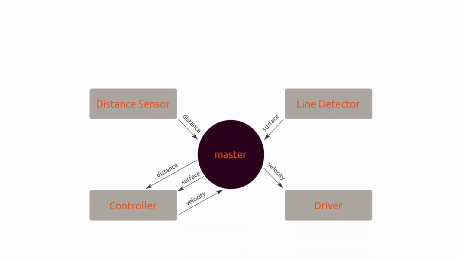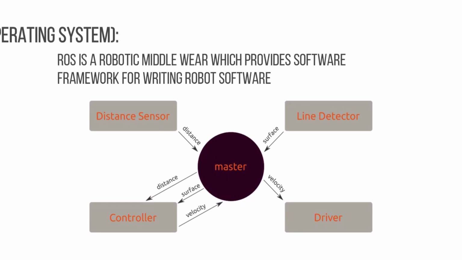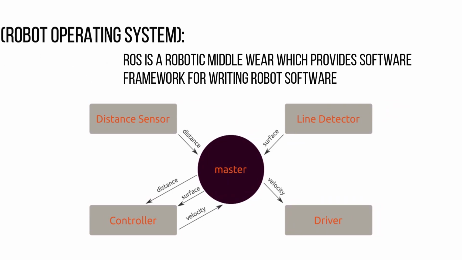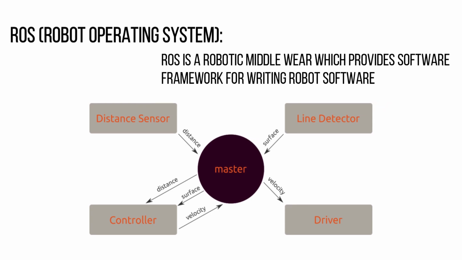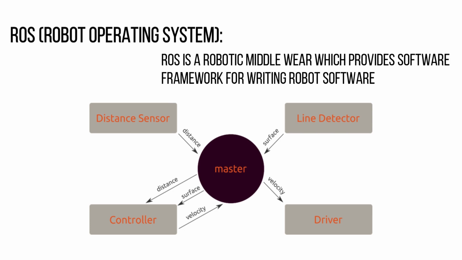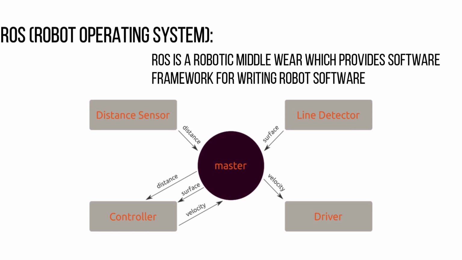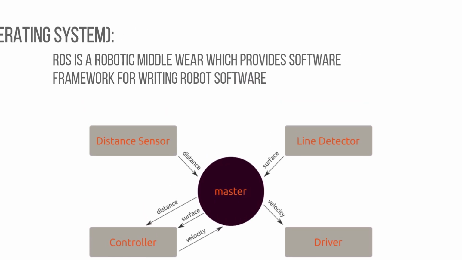The software we are going to use is the Robot Operating System, which forms the core of our project. ROS is robotics middleware, a collection of software frameworks for robotic software development. It provides a flexible framework for writing robot software. It provides services designed for heterogeneous computer clusters such as hardware abstraction, low-level device control, implementation of commonly used functionality, message passing between processes, and package management.